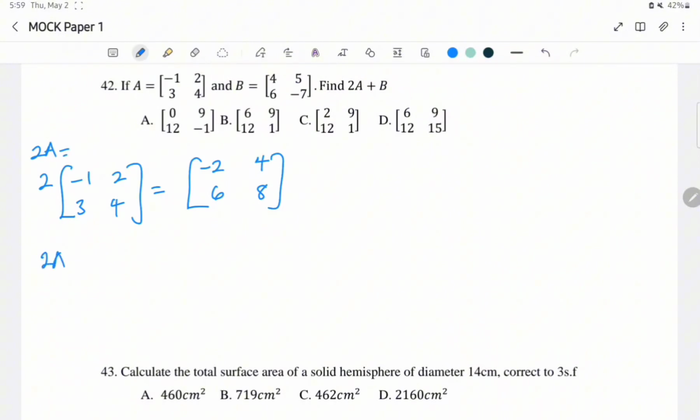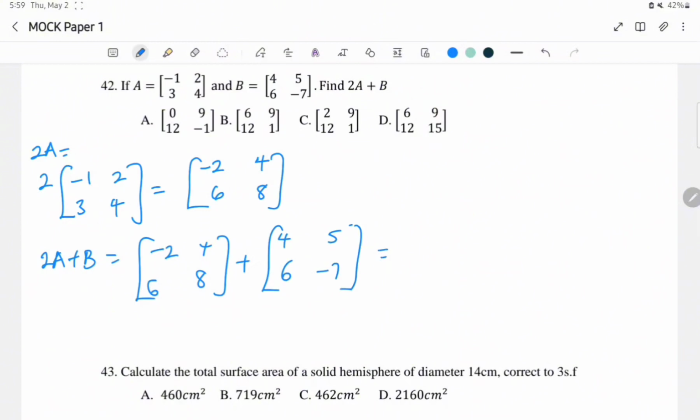Now we want to find 2a plus b. That would mean this expression that we just got, -2, 6, 4, 8, plus b, which is given to be 4, 5, 6, and -7. So we are going to add the corresponding cells. That is the first number here, which is -2, and the first number here, which is 4. -2 plus 4. Then in this same row, the second number 4 and the second number in the second row, which is 4 plus 5.